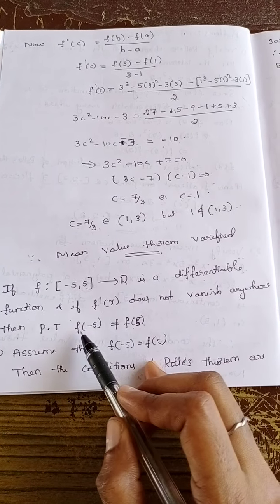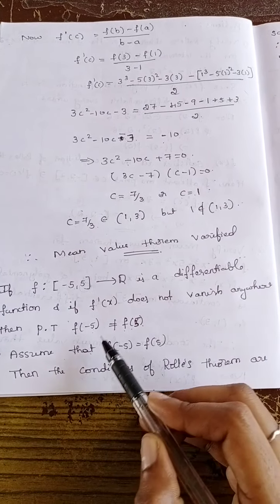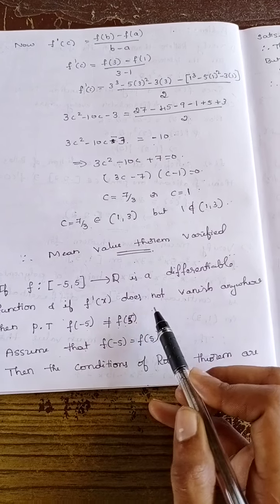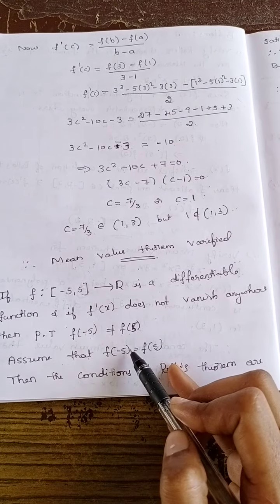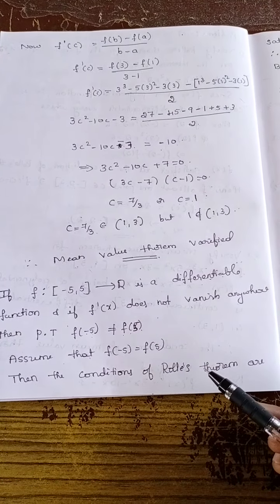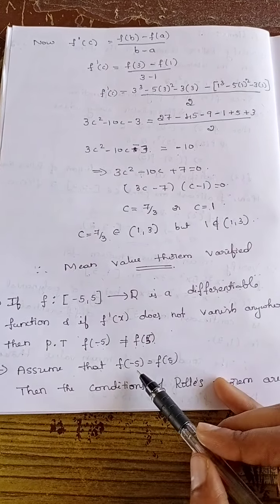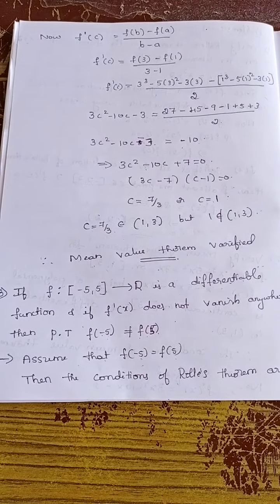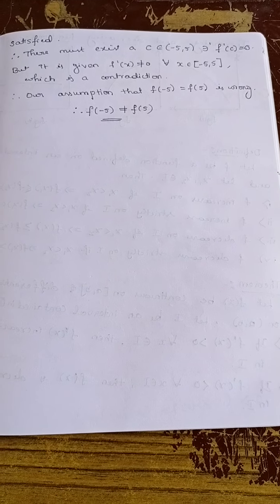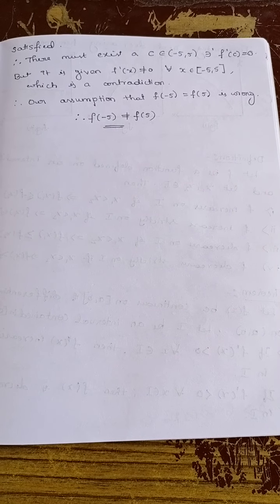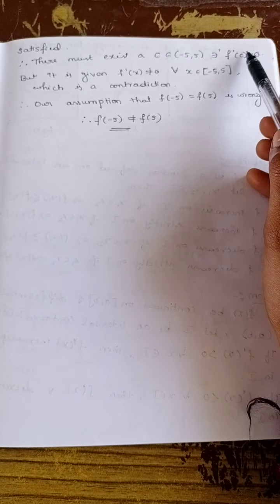We have to prove that f(minus 5) is not equal to f(5). We prove this by the contradiction method. Suppose, assume that f(minus 5) is equal to f(5). Then it is also given that the function is continuous and differentiable, and the end point values are equal as we assumed. Then all the conditions of Rolle's theorem are satisfied. So f is continuous, f is differentiable and the function values at the end points are equal. Then by Rolle's theorem, there must exist one c belonging to (minus 5, 5) such that f'(c) is equal to 0.